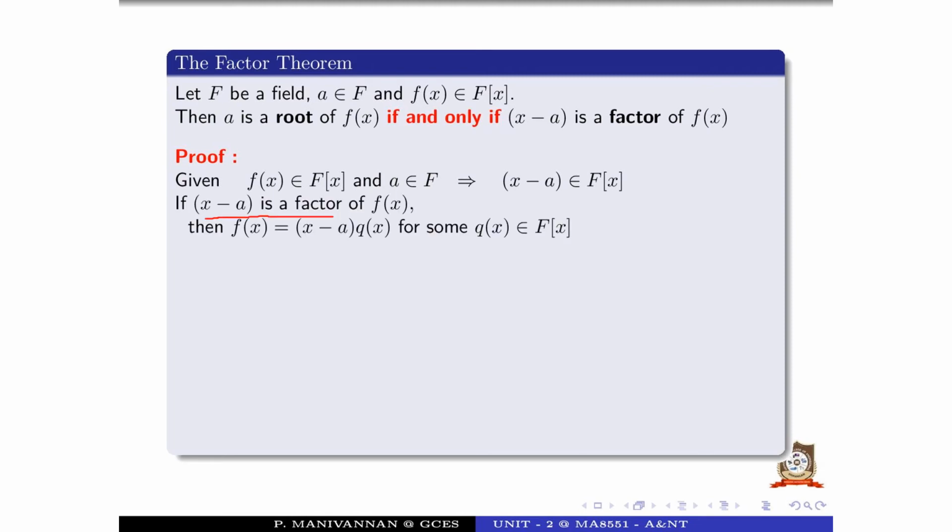If x - a is a factor, the first part, then f(x) = (x - a) q(x) for some multiple q(x). Since f(x) has the factor x - a, put x = a, we get f(a) = 0, since a - a is 0. Then the root condition is that the remainder is 0, f(a) = 0. Therefore a is a root.